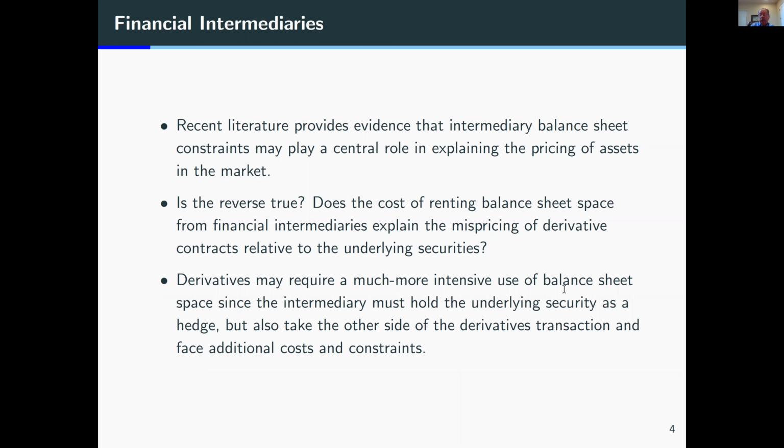This is a relevant question here because derivatives may be a little bit unique in that they require a much more intensive use of balance sheet space than maybe cash securities. Think about the intermediary that's providing the other side of the trade. They have to hold the underlying security as a hedge. Some intermediary has to. But they also then take the other side of the derivatives transaction. And so they have a double whammy here. They may face additional costs and constraints. So derivatives may be particularly sensitive to the use of balance sheet space.